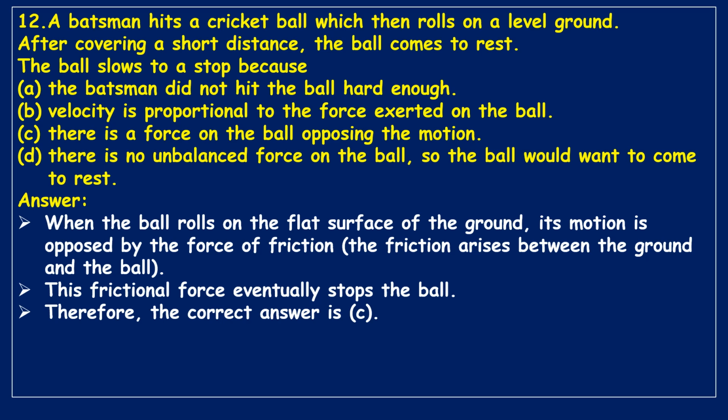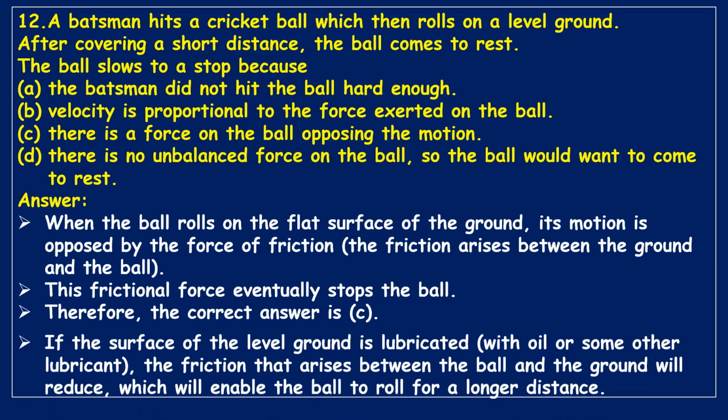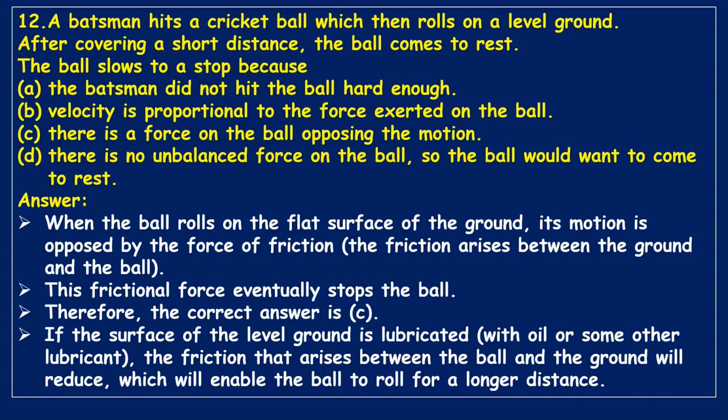Here we can see some soil and some grass growing on it. So this rough surface provides more friction against the ball. That's why the ball will not travel more distance here. So this is the exact reason. Option C is the correct one. There is a force, and that force is nothing but the friction force on the ball opposing the motion of the ball, and it comes to rest after traveling some distance.